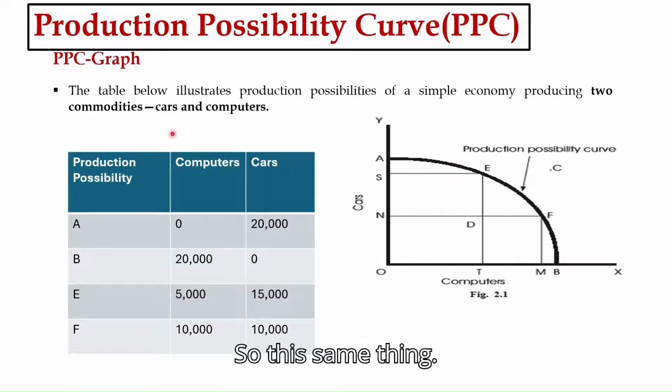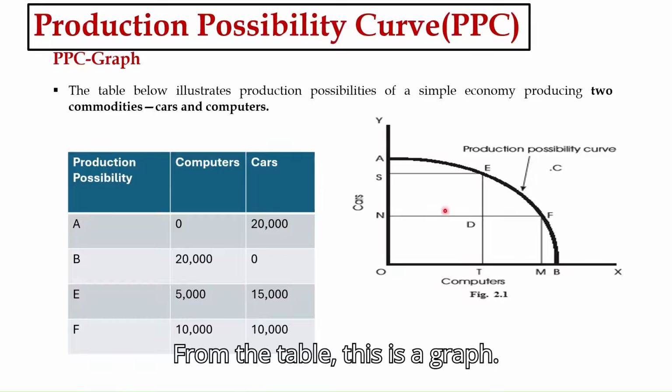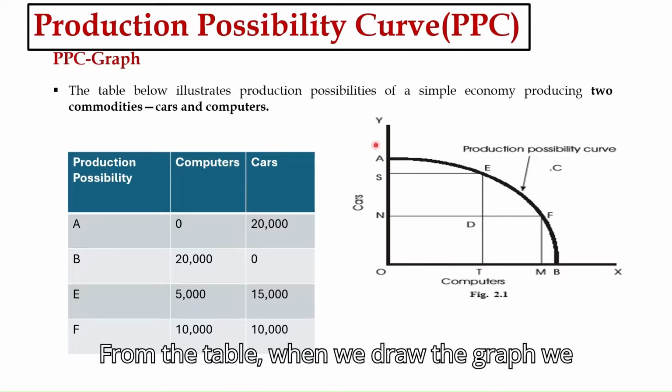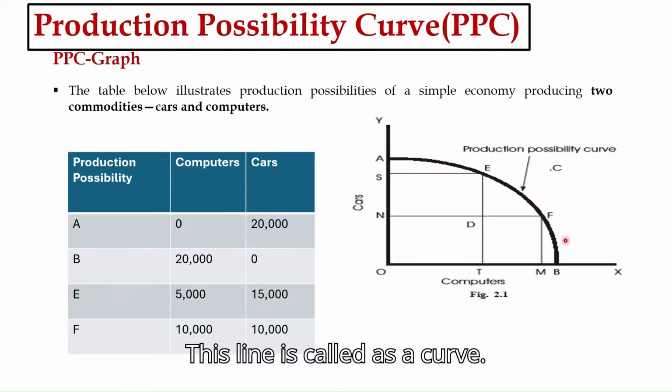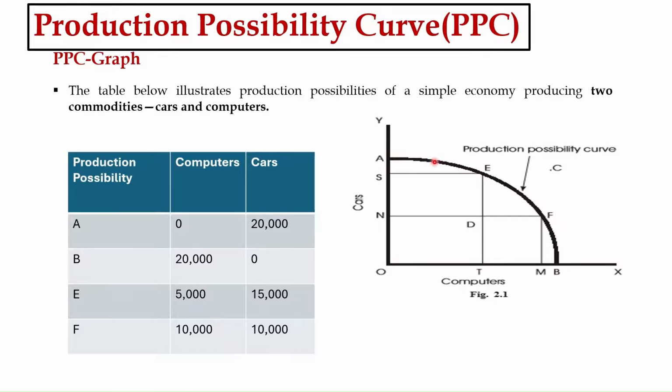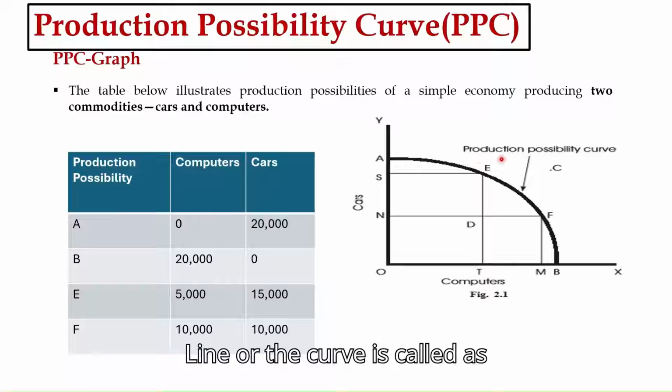So the same thing, when we plot this from the table on a graph, we get a curve. This line is called a curve, and this curve is called the production possibility curve.